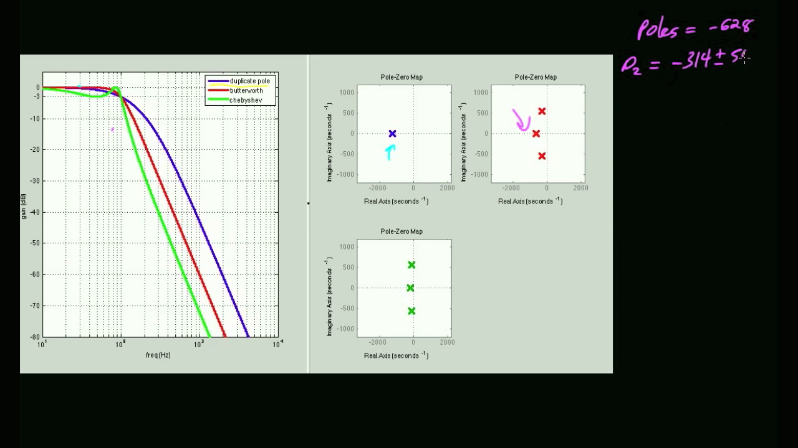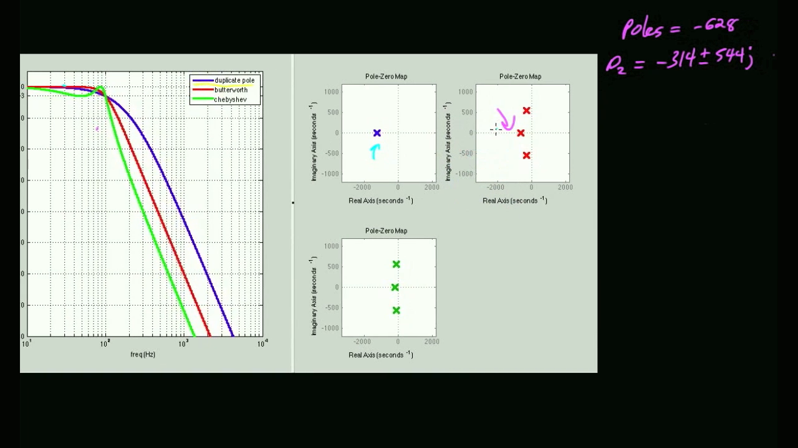So I want to build that filter. Let me come back and look at my pole zero diagram. Are those numbers consistent with the plot? They sure are. Here's the one at 628, and then I've got two poles at minus 314 plus or minus 544j. So those are my pole frequencies. All right, questions so far?